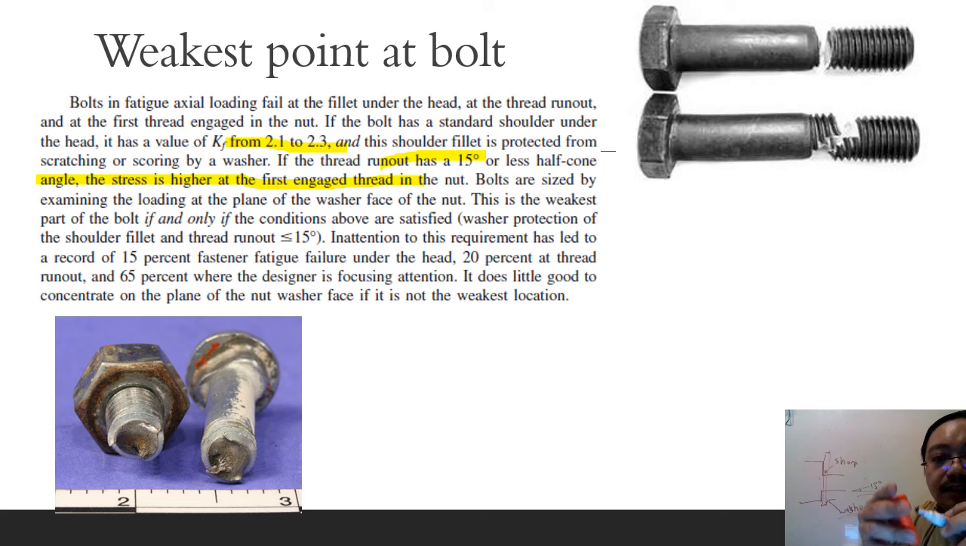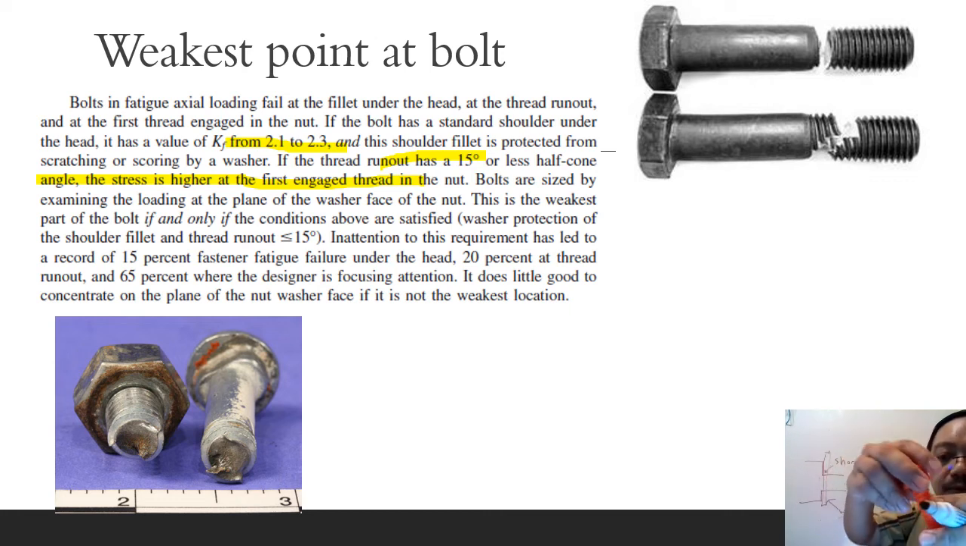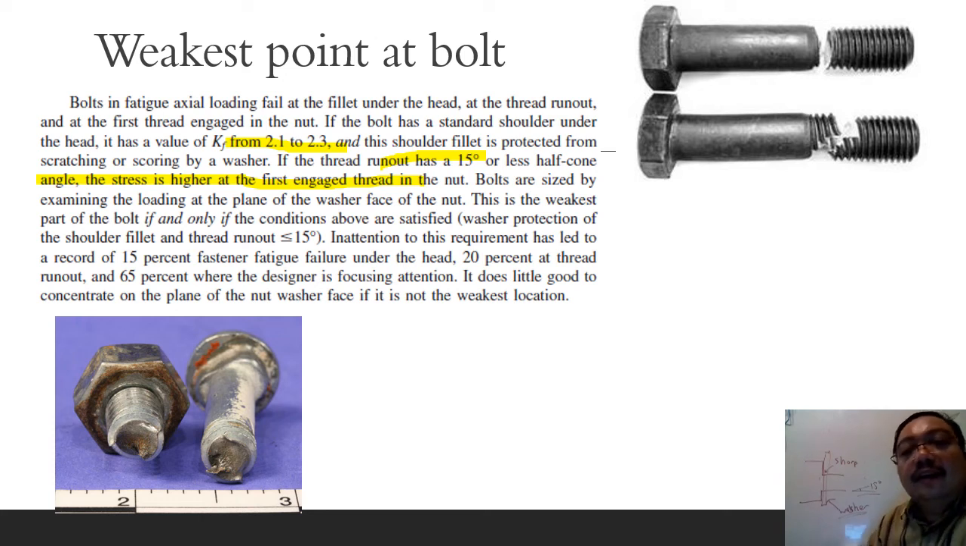First thread, second thread, third thread, until the end. This is the point where, when you are screwing it, when we tighten, the first point gives the highest load. It may be damaged at this first point, the first thread. So this is the weakest point of the thread.